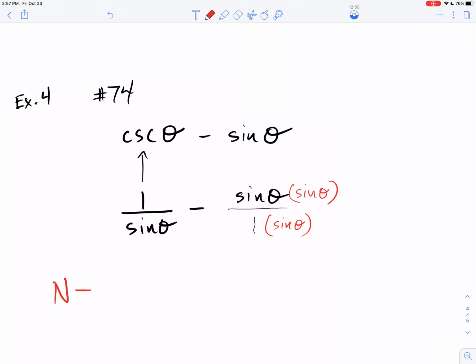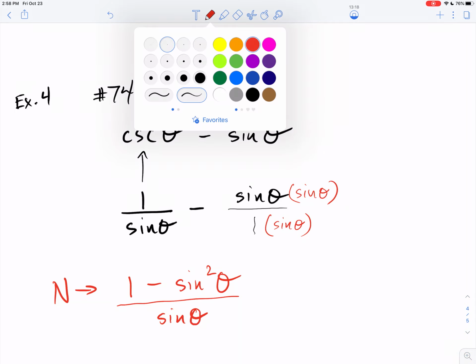Ooh, remember this from the rationals section? That'll give me in the numerator 1 minus sine squared theta. The whole thing has a denominator of sine theta now. Hey, the top part is a binomial. The bottom part's a monomial, so I don't get to cancel anything. But you know what I do get to do with this?